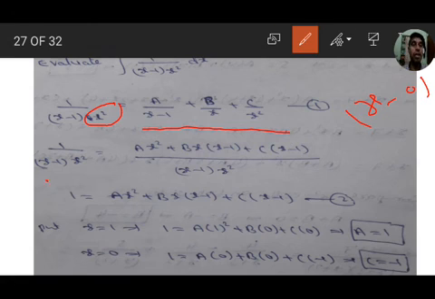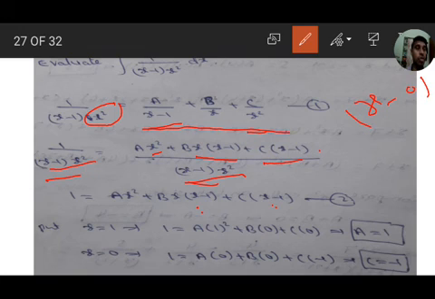So LCM, LHS is same, x minus 1 into x square, so a into x square plus bx into x minus 1 plus c into x minus 1. Denominator is cancelled out, 1 equal to ax square plus bx into x minus 1 plus c into x minus 1. To get a value, b and c must be 0, so common factor x minus 1, put x equal to 1. 1 equal to a into 1 square plus b into 0 plus c into 0. So a equal to 1.